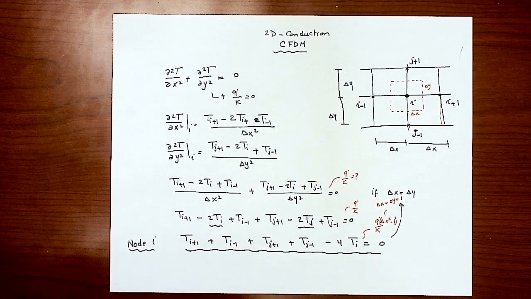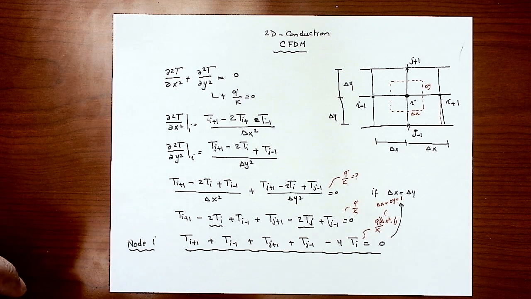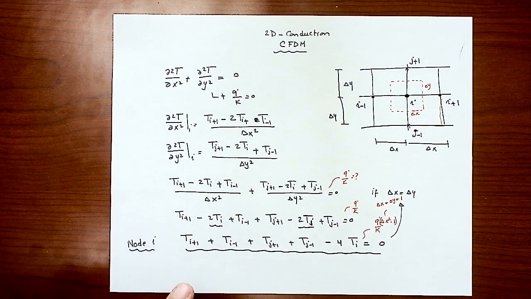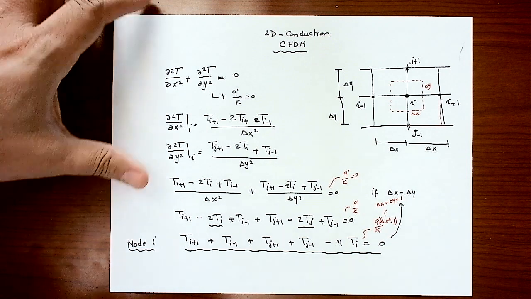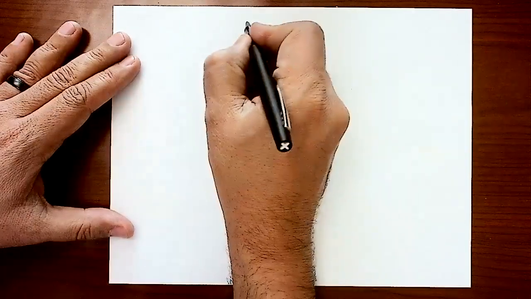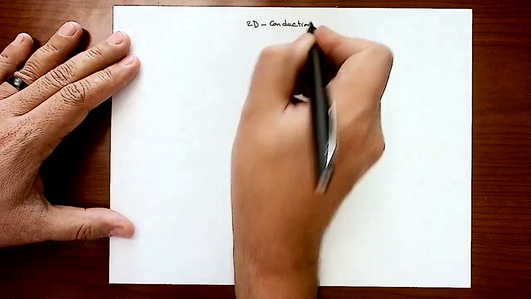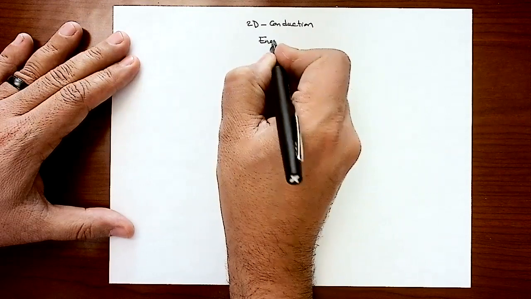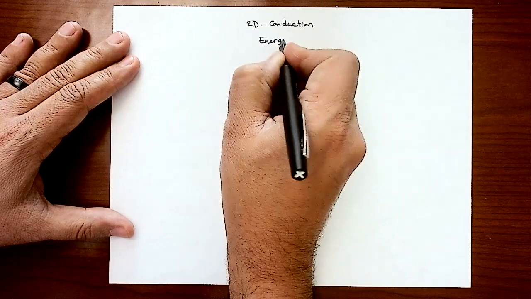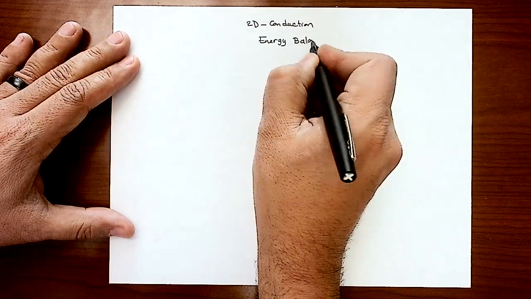So the question is, can we apply the energy balance method to this? Yeah, the answer is yes. Let's see how to use two-dimension conduction with the energy balance method. And you should get exactly the same equation for node I here, whether you have a heat source or not. So I will state here, two-dimension conduction, but I'm going to use the energy balance method.